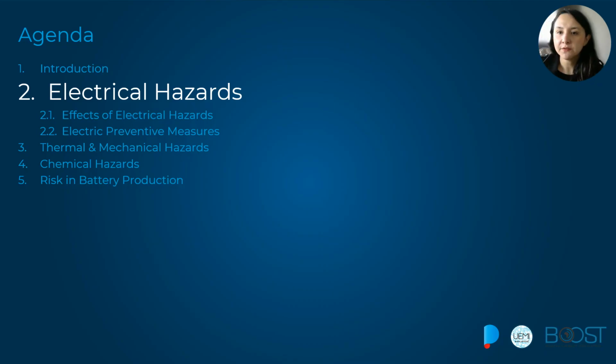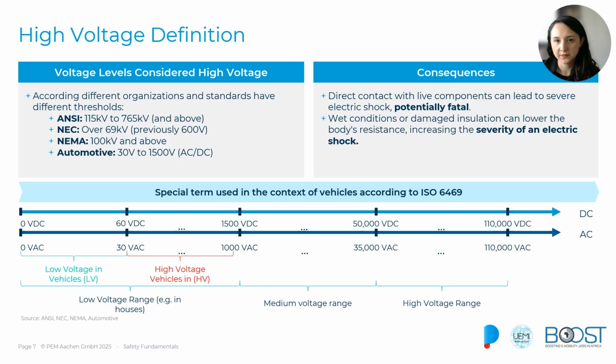We will dive into each of those types of hazards, and we will start by focusing on the electrical hazards. That is one of the most relevant for high voltage systems and for electric vehicles. So let's start by establishing a definition of what high voltage is.